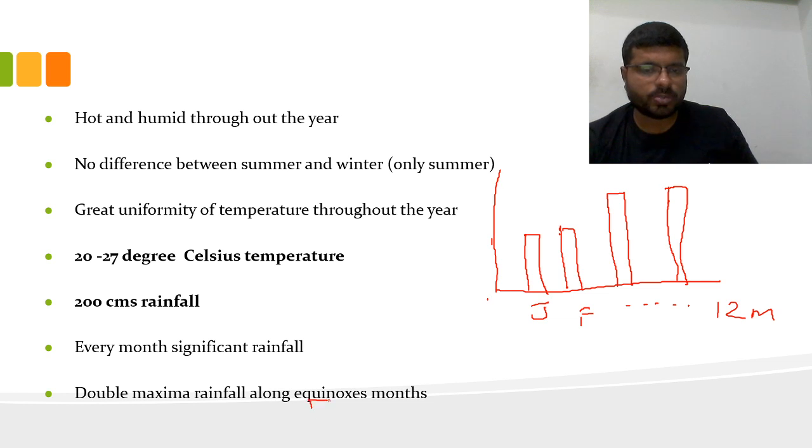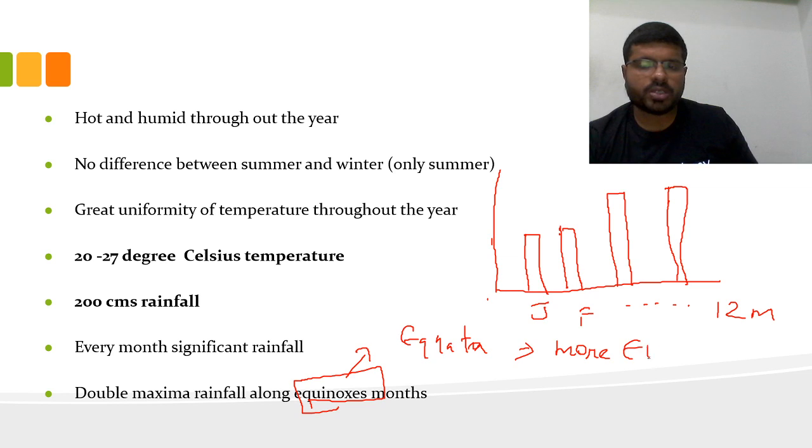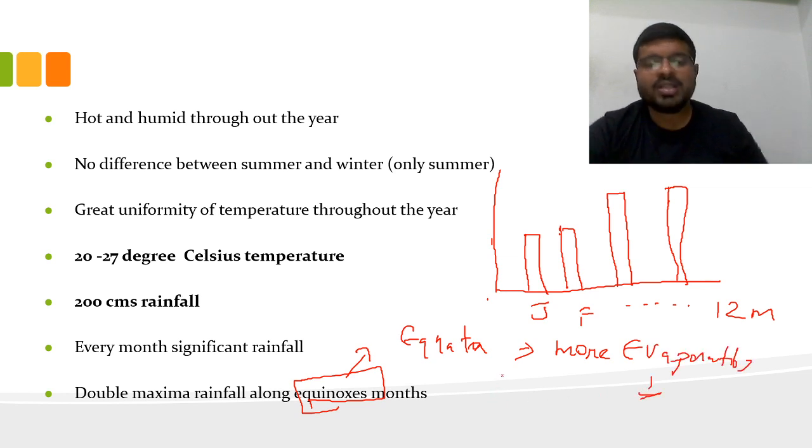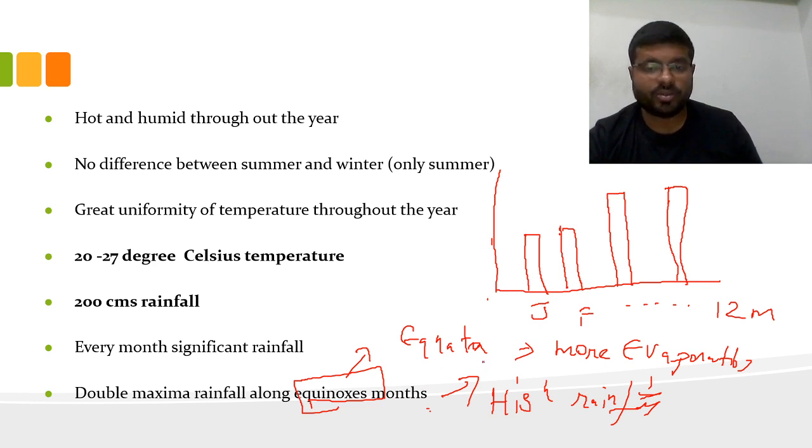Why is it huge? Because this is the equinox month. Vertical rays will be exactly at the equator. More evaporation, more heat, more rainfall. So within the 12 months, these 2 months have even more rainfall. Usually it is high rainfall, but in these 2 months, very high rainfall.